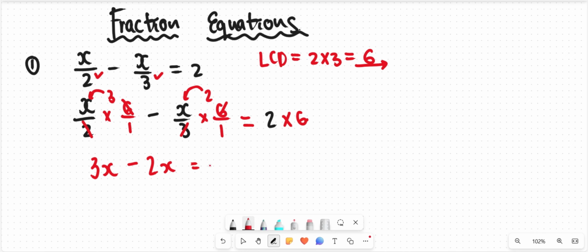Then what is a 2 times a 6? It's just a 12. Then at this point, you just subtract those, and so x is equal to a positive 12. And there we go. That is just how easily you solve these type of questions. Let's look at the next example.